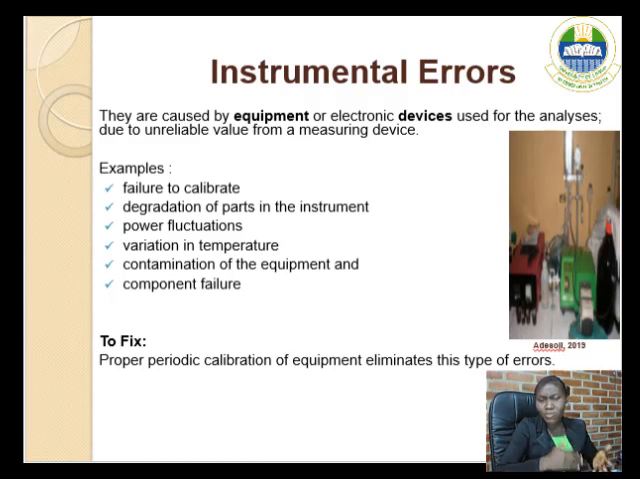Discoloration of your cuvette. For instance, this experiment is using methylene blue dye, and in your cuvette you are meant to use your UV visible spectrophotometer too. If it's discolored, it will add to your analyte, to what you are expecting. So that will be a source of error. That's for instrumental error. The good news is that we can fix them by proper periodic calibration of the equipment that you're using. This will eliminate these types of errors.